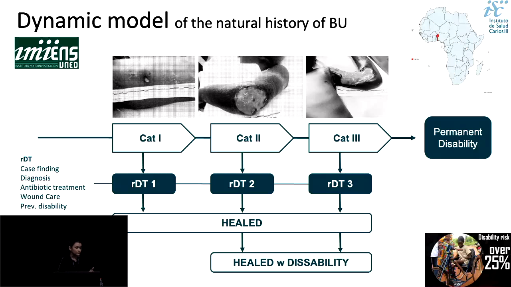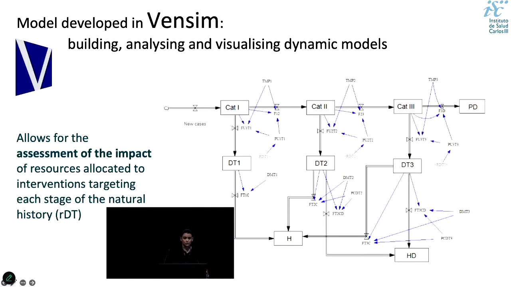The activities for diagnosis and treatment in each category are case finding, diagnosis, antibiotic treatment, wound care, and prevention of disability. And these activities differ depending on the category of the lesions. We have developed this model in Vensim, which is a software program that allows us to build, analyze, and visualize the results of these dynamic models.